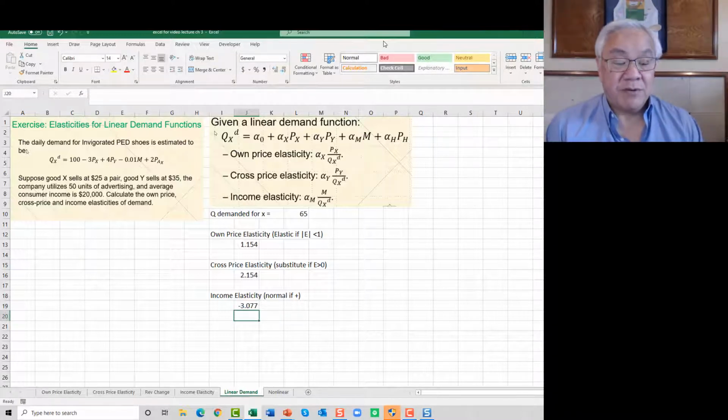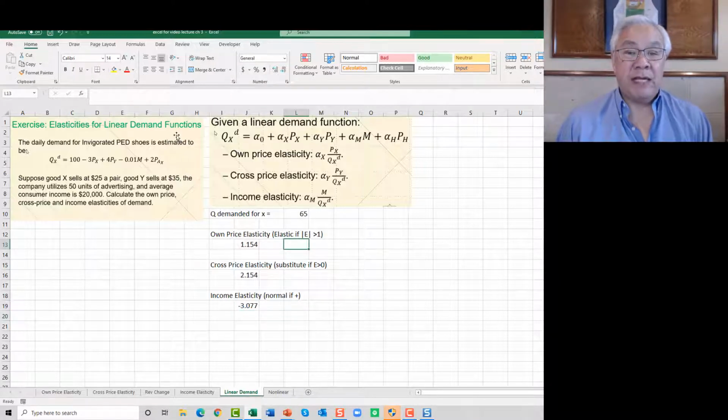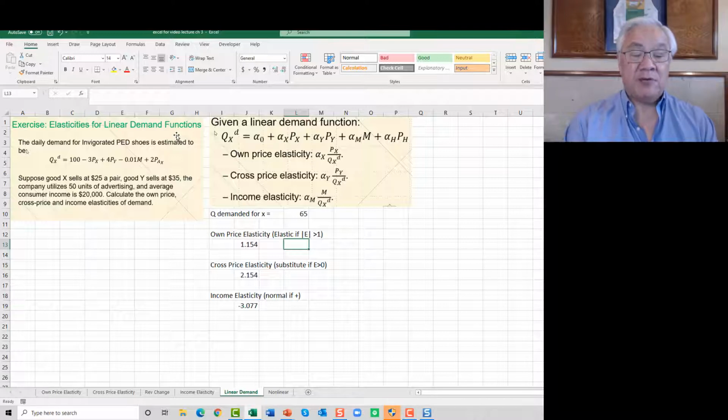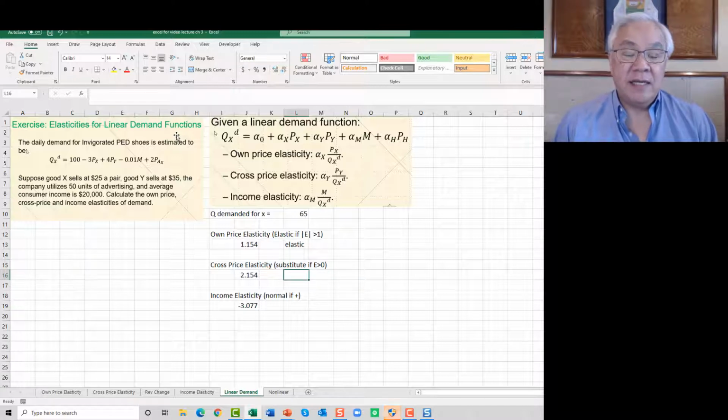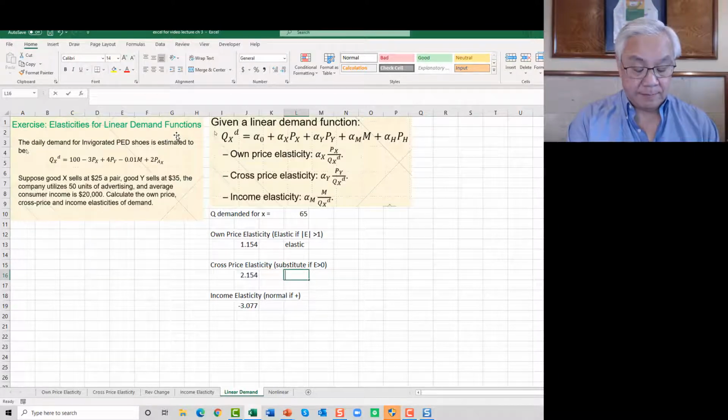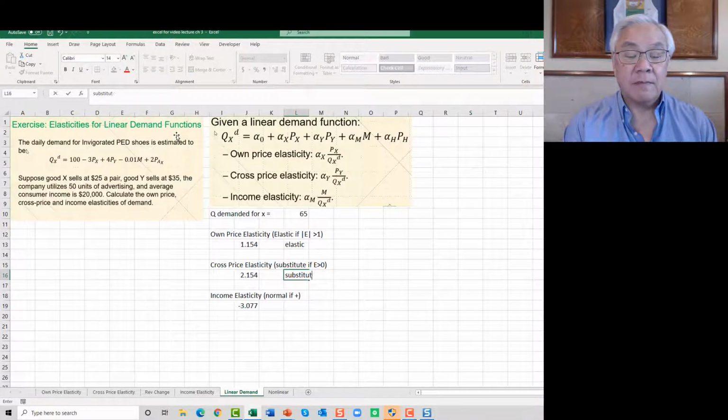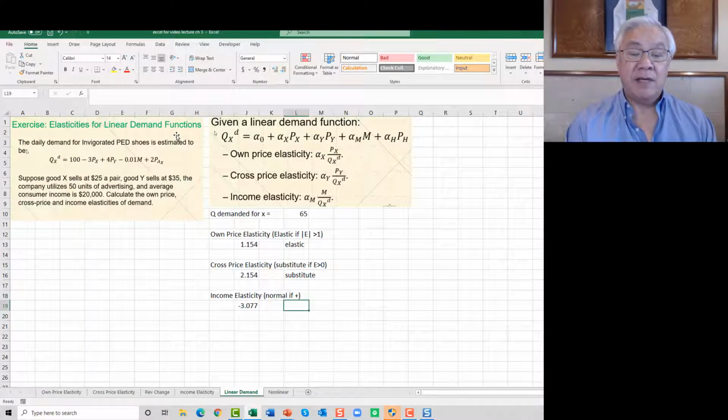So now we have these three numbers. Let's evaluate the three elasticities that we just computed. First, for own price elasticity, if the absolute value of the elasticity is greater than 1, then it's elastic. Here, 1.14 or 1.15 is greater than 1, therefore it's elastic. For cross price elasticity, if it's greater than 0, a positive number, then it is a substitute versus a complement. And if the income elasticity is positive, then it's normal, otherwise it's inferior.